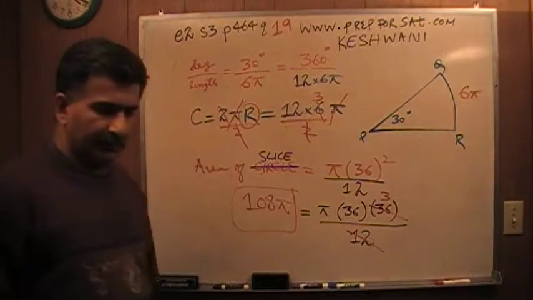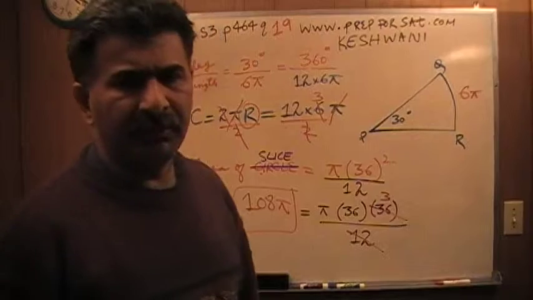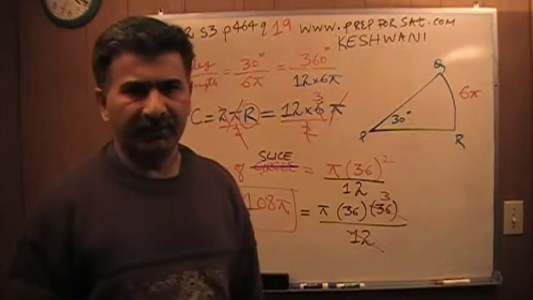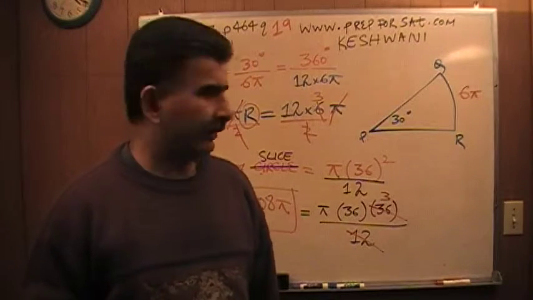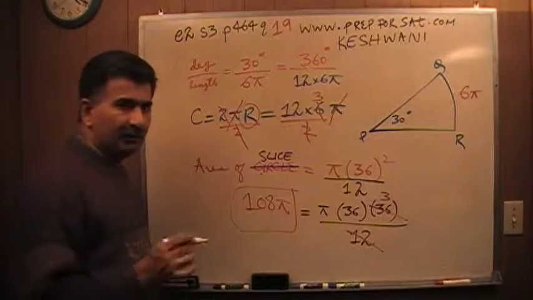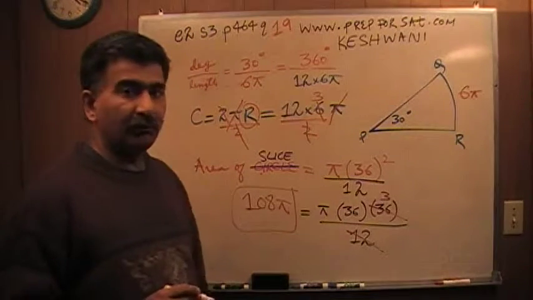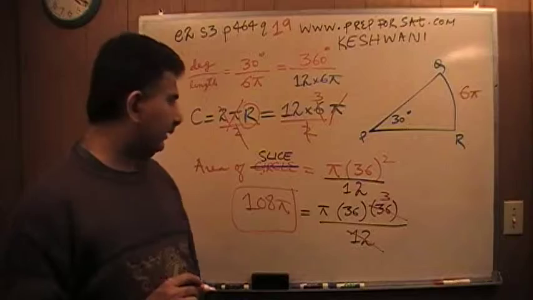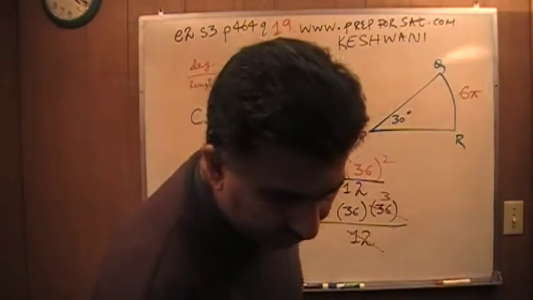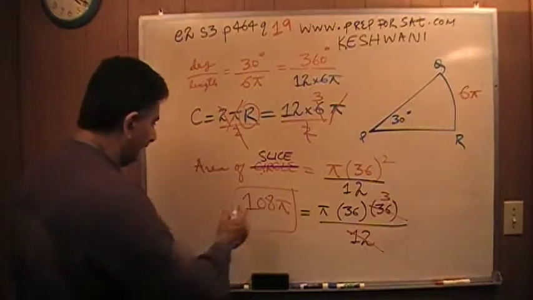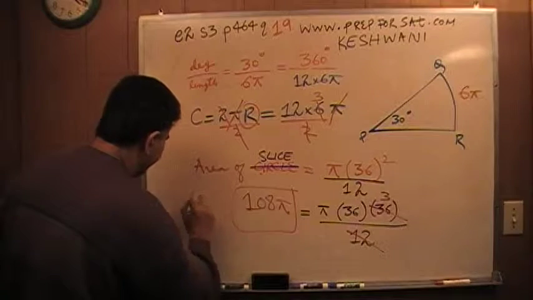If you're having trouble doing 36 times 3 in your head, like I just explained, pick up the calculator and just do it out. Anyway, how you do it doesn't matter. I hope you follow the work that I did. That's the important part. The answer is 108 pi. Answer is A.